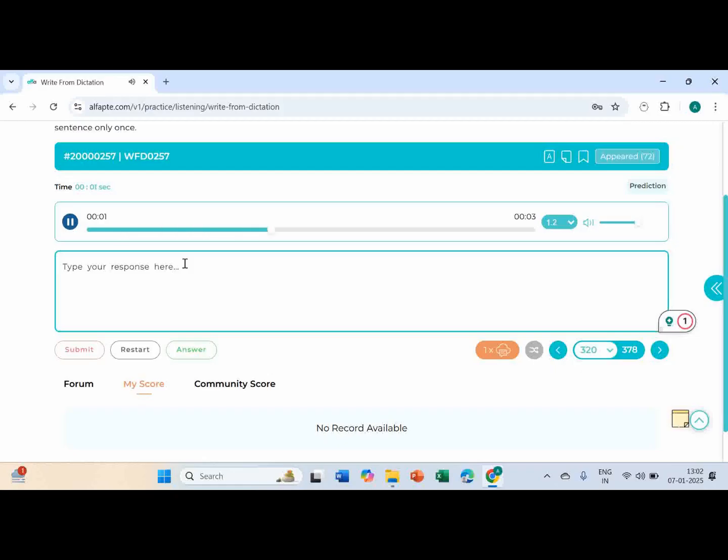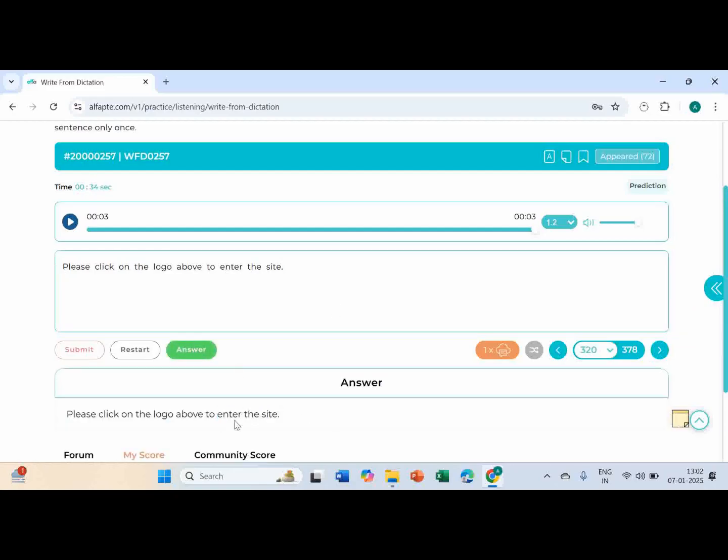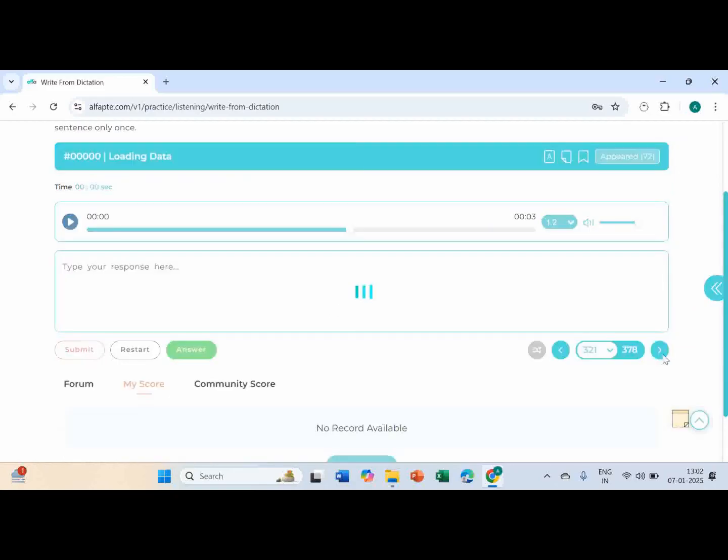Please click on the logo above to enter the site. To enter the site. So I think they are talking about the website, so the spelling should be like this. But if you are confused, then you can also write CITE. Please click on the logo above to enter the site. So let's check the answer. So this was the answer. Next one.